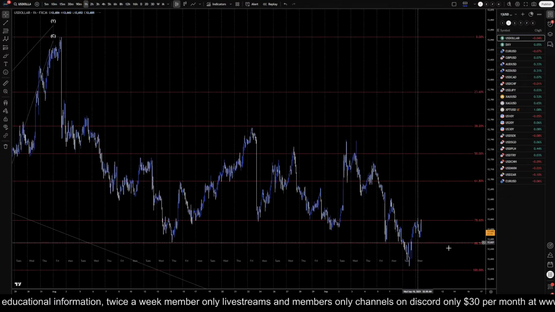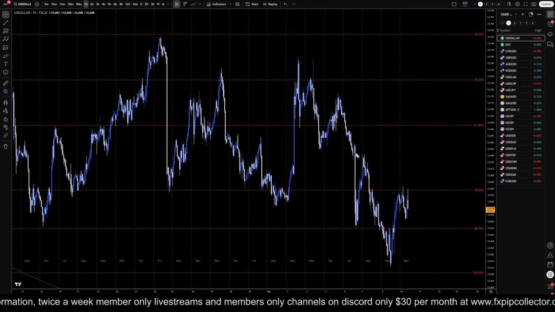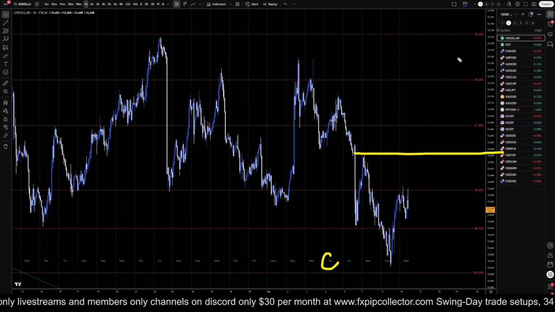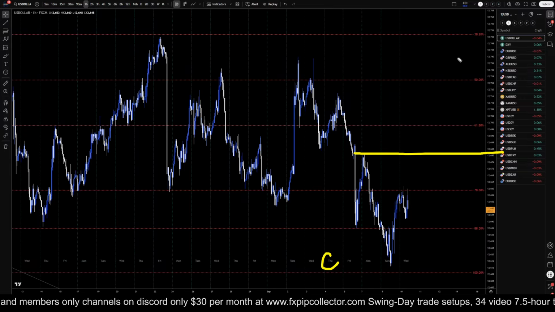So, taking it down to the 1 hour time frame, this is the structure level that will tell me that this right here is a wave C and then we're going back up. If it breaks that, then definitely becoming bullish the dollar.